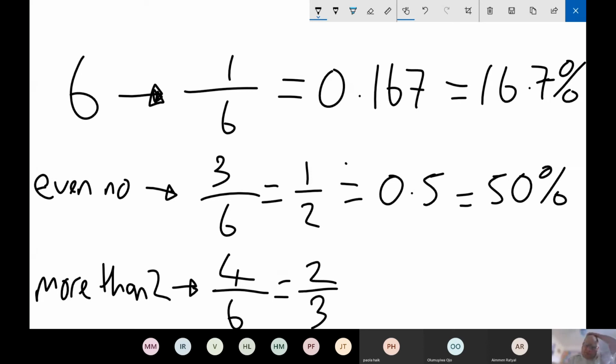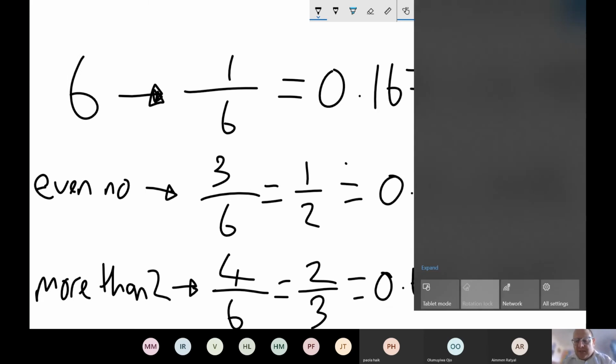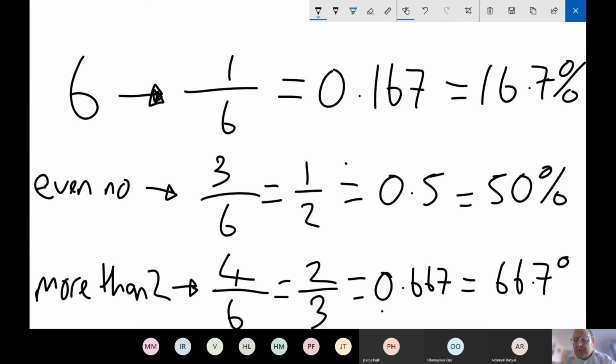If you're unsure about simplifying fractions, as I say, we did go over that in the fractions webinar, so please refer back to that. If I do 2 divided by 3, it gives me a figure of 0.667. And if I times that by 100 to give me a percentage, it gives me a percentage figure of 66.7%. So the probability of getting more than 2 is 2/3, 0.667, or 66.7%.